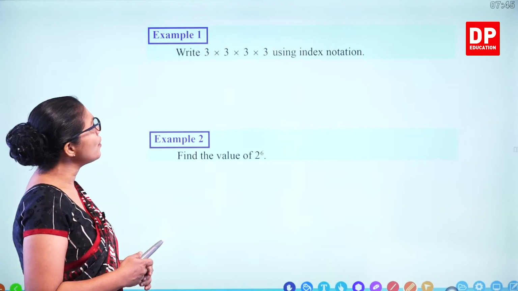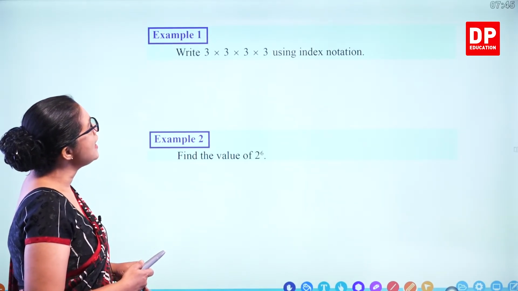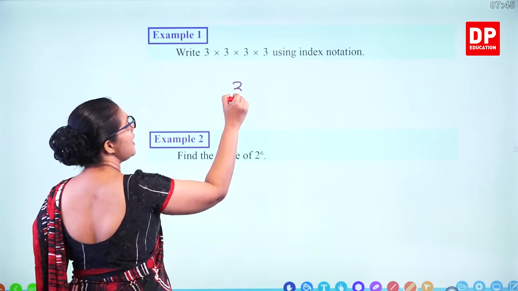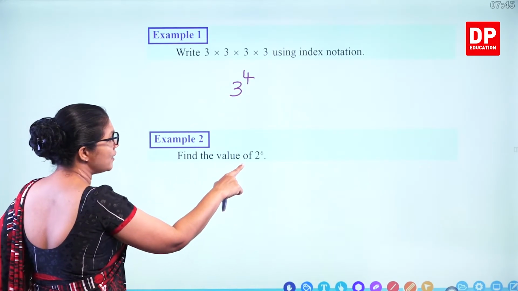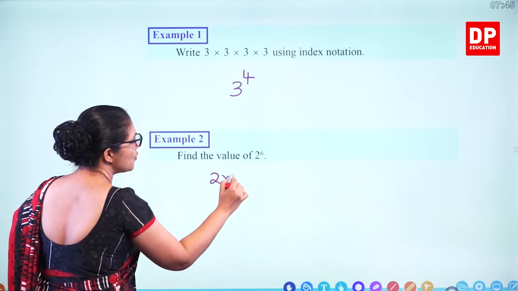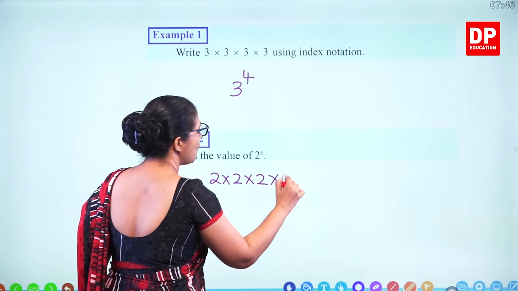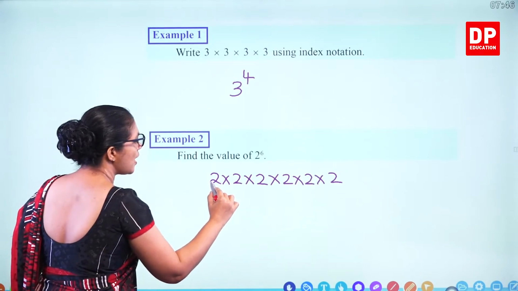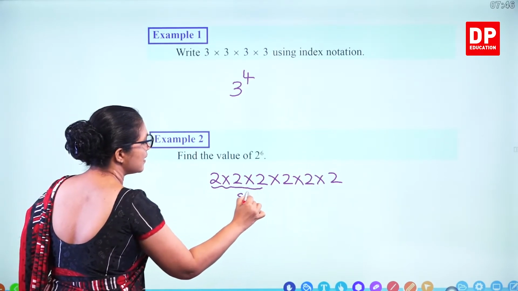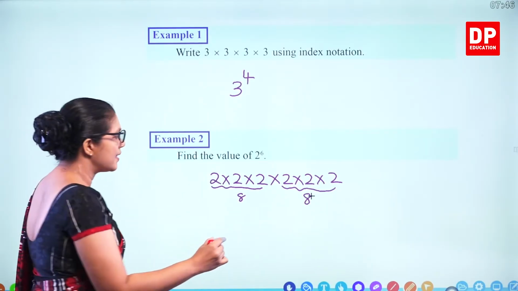Now we'll look at the exercise and examples in your textbook. Example number 1. Write 3 four times using index notation. So 3, 1, 2, 3, 4, four times. Find the value. So how do you find out the value? We can expand it and find the value. 2 times 2 times 2, 8. 2 times 2 times 2, 8. 8 times 8, 64.